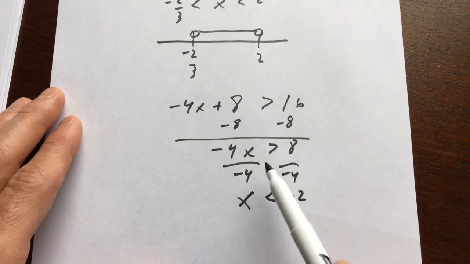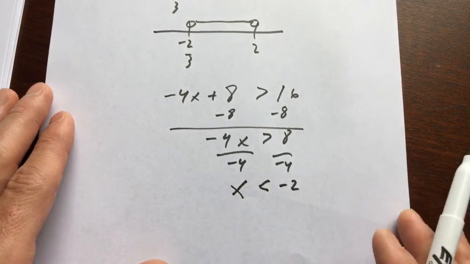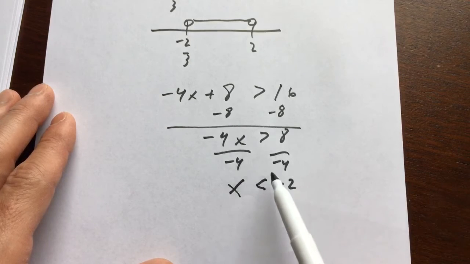So that's the key. Sometimes they do try to trick you with that. Just making sure that you remember that from your math class. Divide or multiply by a negative, the sign flips.